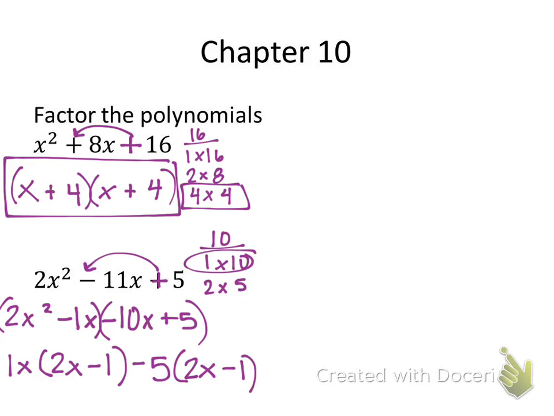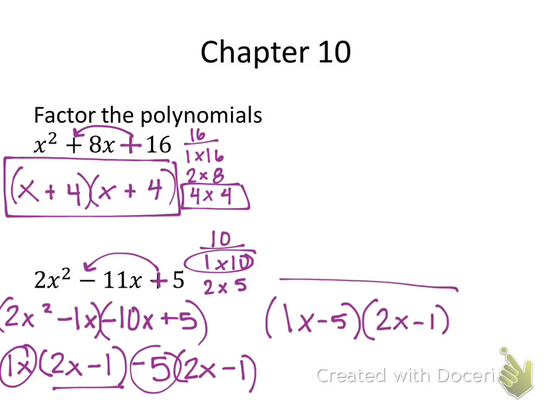Now, all you do is group together this term and this term, and then write what's in parentheses once. So my answer is going to be 1x minus 5 times 2x minus 1. Those are a little more in depth. They take a little more time, but you still should get the same type of answer. All right.